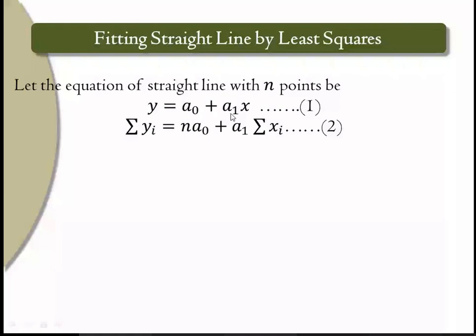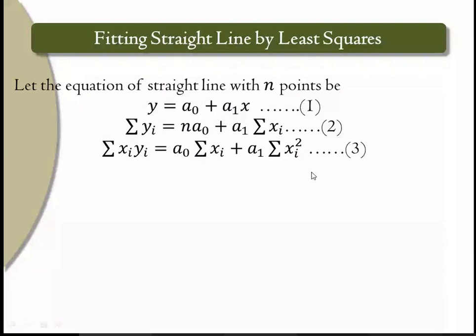So for getting a0 and a1, to find two unknown terms, we must have two equations. So how to get the second equation? The method is to multiply this first equation by x and again take the summation. So multiply first equation by x, it becomes xy equal to a0 x plus a1 x square. And by taking summation, it becomes summation xi yi equal to a0, which is a constant, take it outside, into summation xi plus a1 into summation of x square.